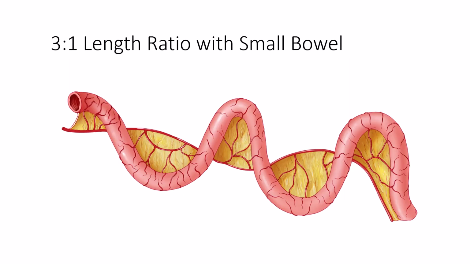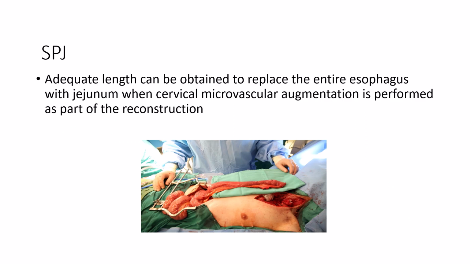And we see this 3-to-1 length ratio with a small bowel that can be performed with a roux limb, but becomes prohibitive for bringing it all the way up to the cervical area. Thus, in order to unfurl the jejunum, we have to perform the microvascular augmentation and split the mesentery all the way, as you see in this image in the central figure.